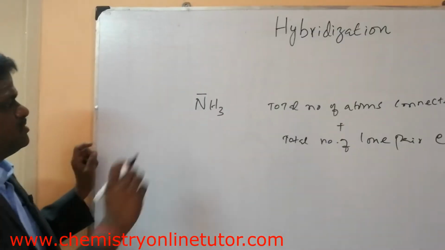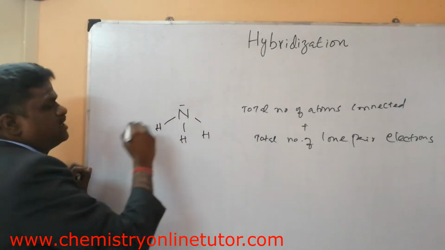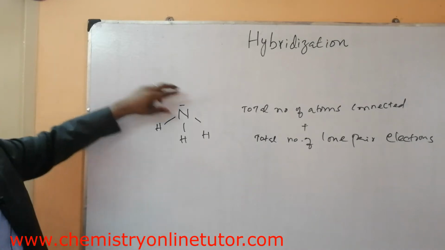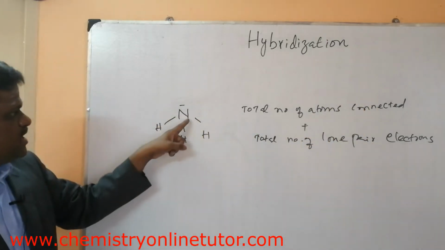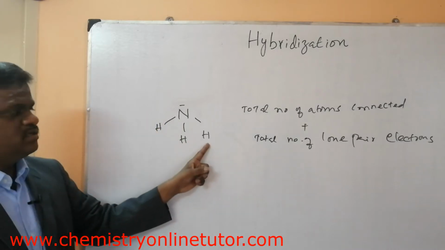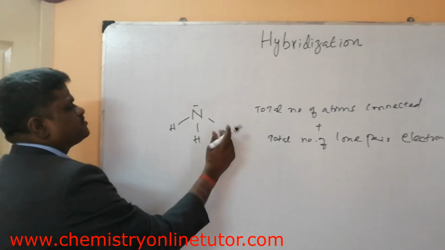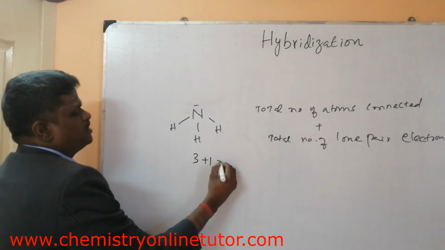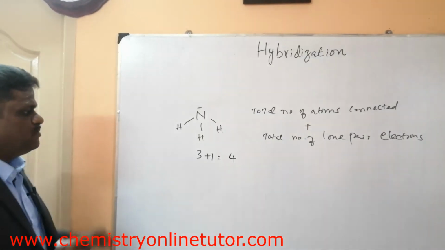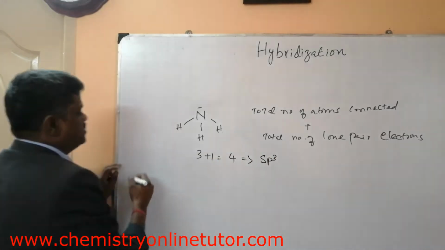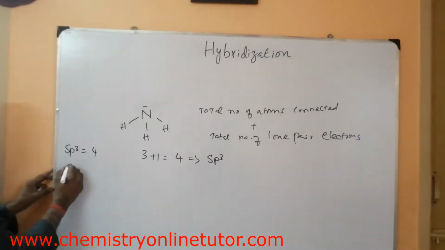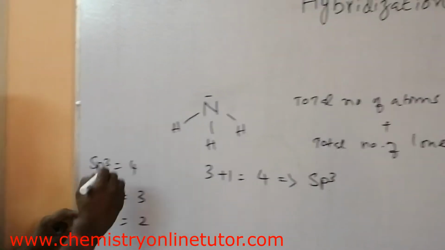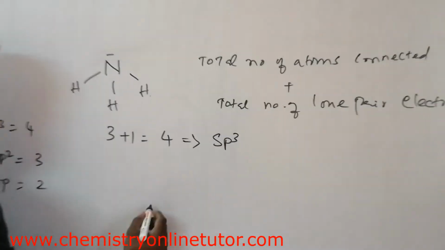Now I draw it. It is like this. Now we have to find out the hybridization of nitrogen. How should we find out? The first one is total number of atoms connected. Nitrogen is connected to how many atoms? 1, 2, 3, 3 hydrogen atoms, plus 1 lone pair of electrons. So 3 plus 1 equals 4. What does this 4 indicate? 4 indicates sp3. See, sp3 means 4, sp2 means 3, sp means 2. It's like this.